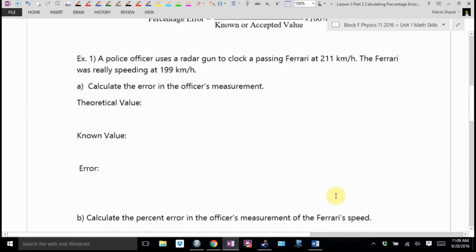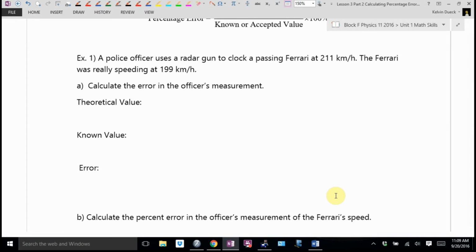Let's jump on in. Example 1. A police officer uses a radar gun to clock a passing Ferrari at 211 kilometers per hour. However, the Ferrari's GPS actually shows that he was going at 199 kilometers per hour. That's the correct value. Okay? Calculate the error in the officer's measurement. What's the theoretical value? What's the measured value? What did the radar gun say? 211? What's the correct or known value? The error is going to be bigger minus smaller.